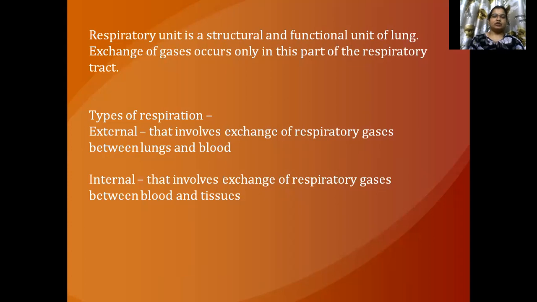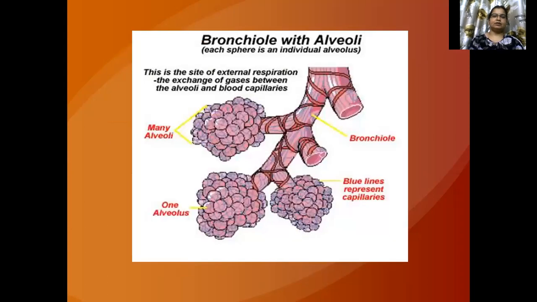There are 2 types of respiration, external and internal. External involves exchange of respiratory gases between lungs and blood. Internal involves exchange of respiratory gases between blood and tissues. This is a diagram showing a bronchiole with alveoli, and blue lines showing capillaries around the many alveoli. It is the site of external respiration.